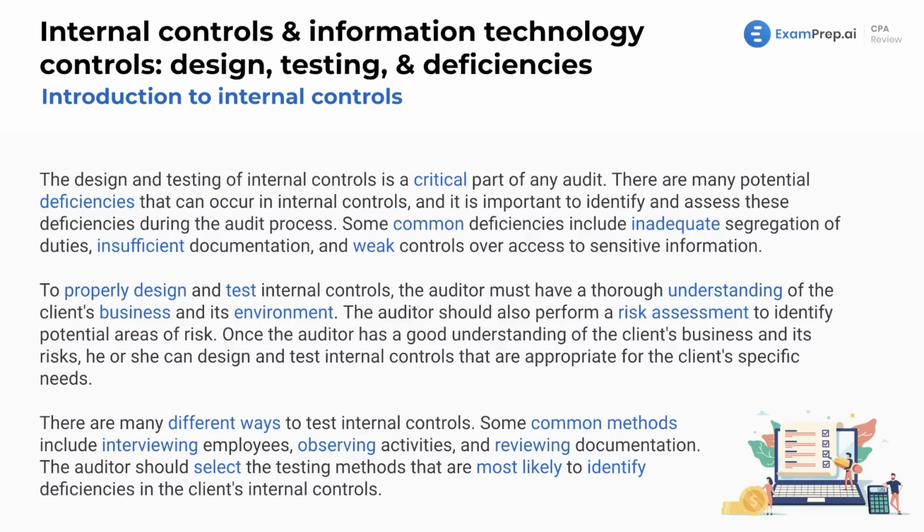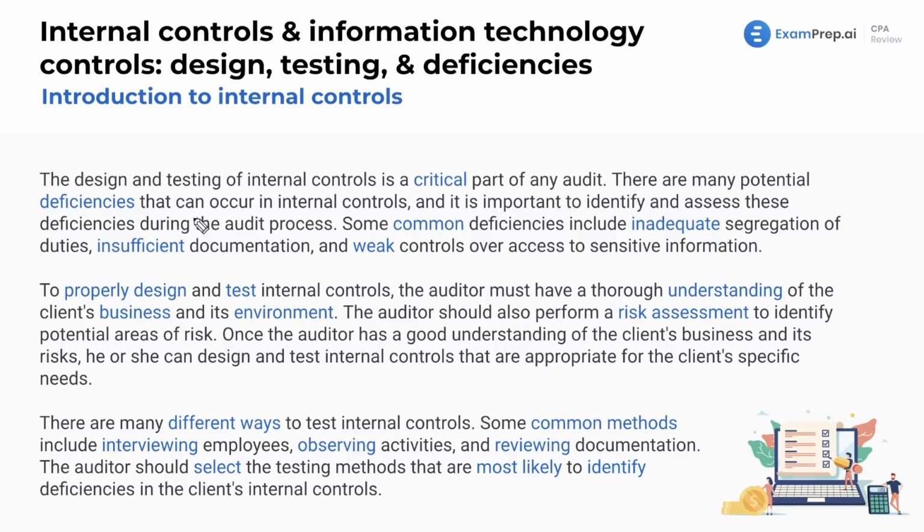Let's do a little bit more introduction here now that we saw some examples, right? You're picturing those in your mind. Now, the design and testing of internal controls is a critical part of any audit, right? Definitely important there. And we'll see this over and over, but it is management's responsibility to design, implement, and maintain the internal controls. Not the auditor's responsibility, right? They don't work for the company. That's just something I'll say, and we'll see it again. So we'll just get used to that.